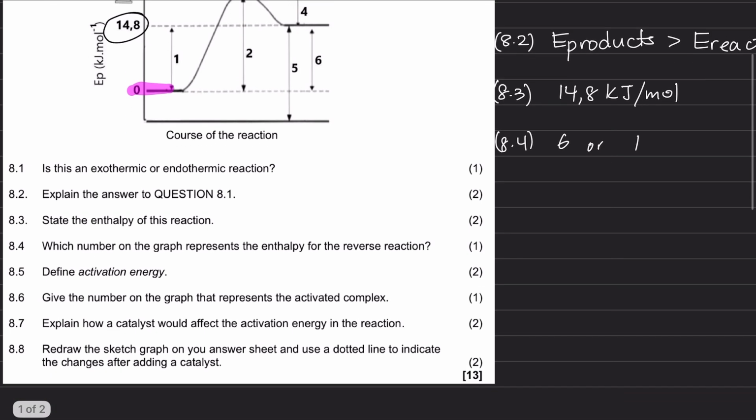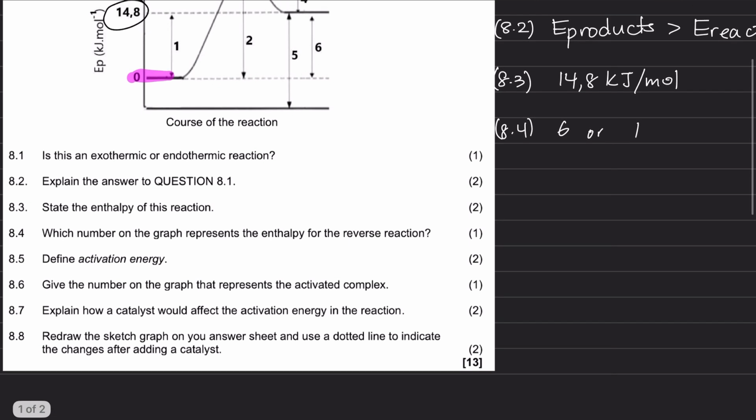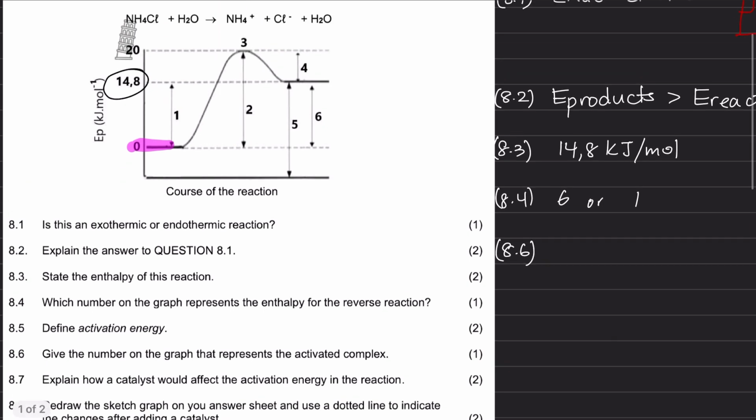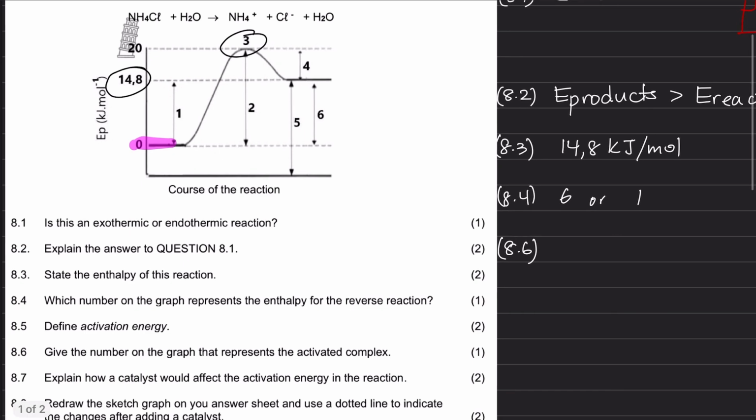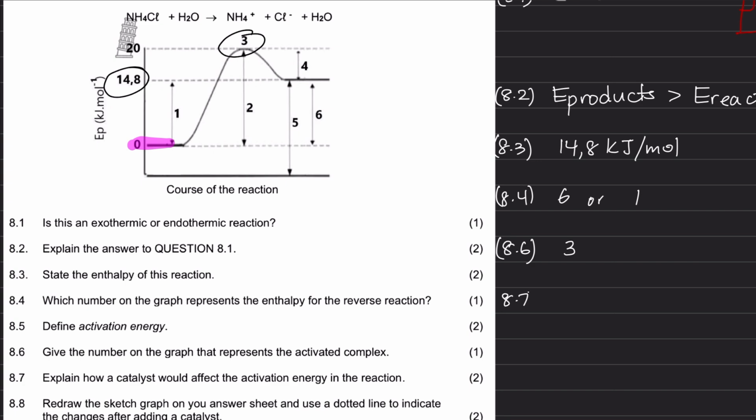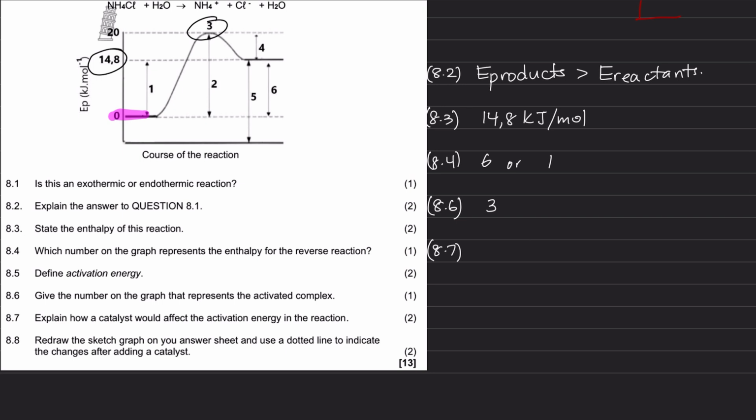8.5 we'll leave out the definition. 8.6, give the number on the graph that represents the activated complex. Now, the activated complex is the point right at the top here. So that's number 3. And question 8.7, explain how a catalyst would affect the activation energy. So a catalyst decreases the activation energy. Okay, that's what it does. And so it decreases the activation energy and thus increases the rate of the reaction.